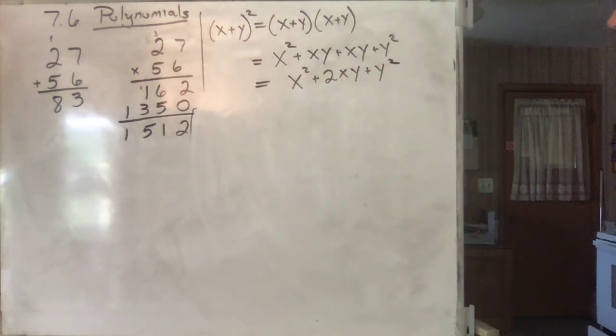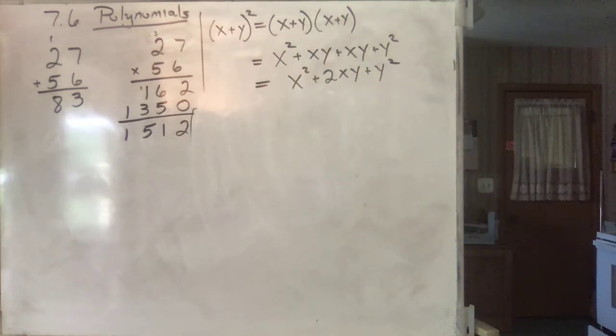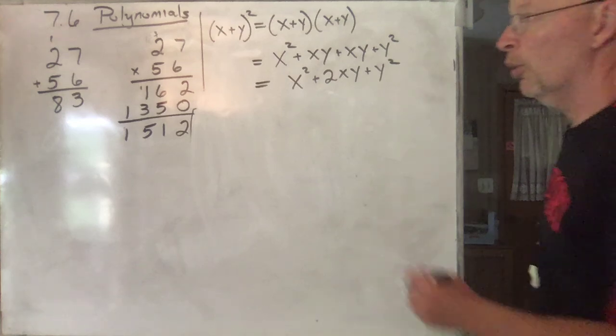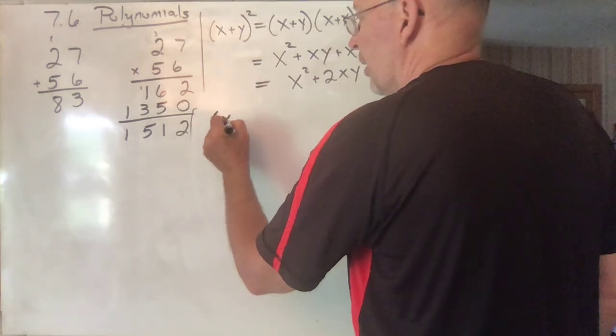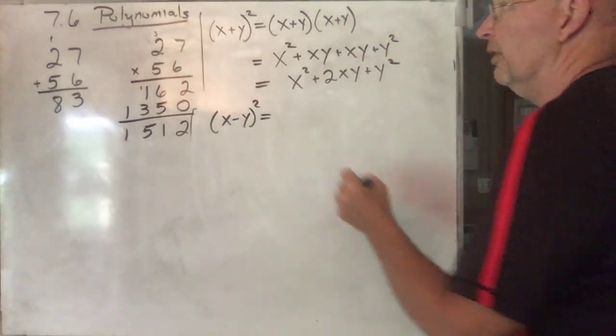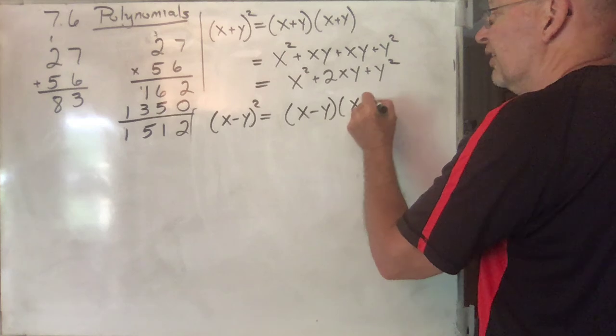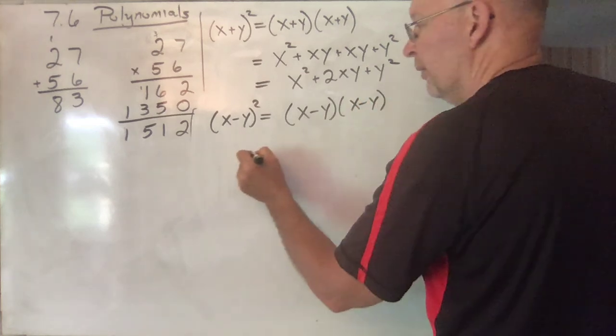So this one comes up quite often, and there's the answer. What if you have (x - y) quantity squared? What's that going to be? That's (x - y) times (x - y). These just show up quite a bit.